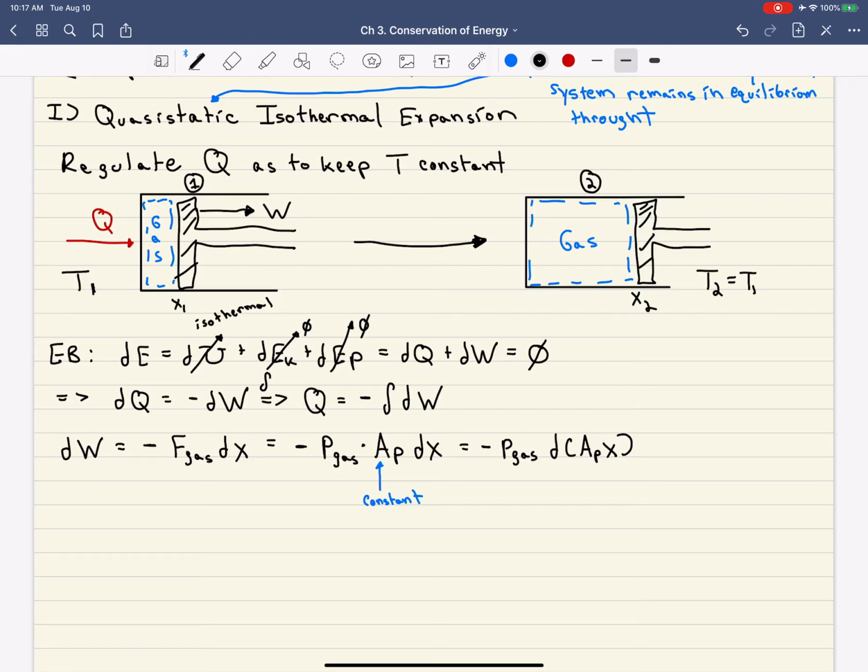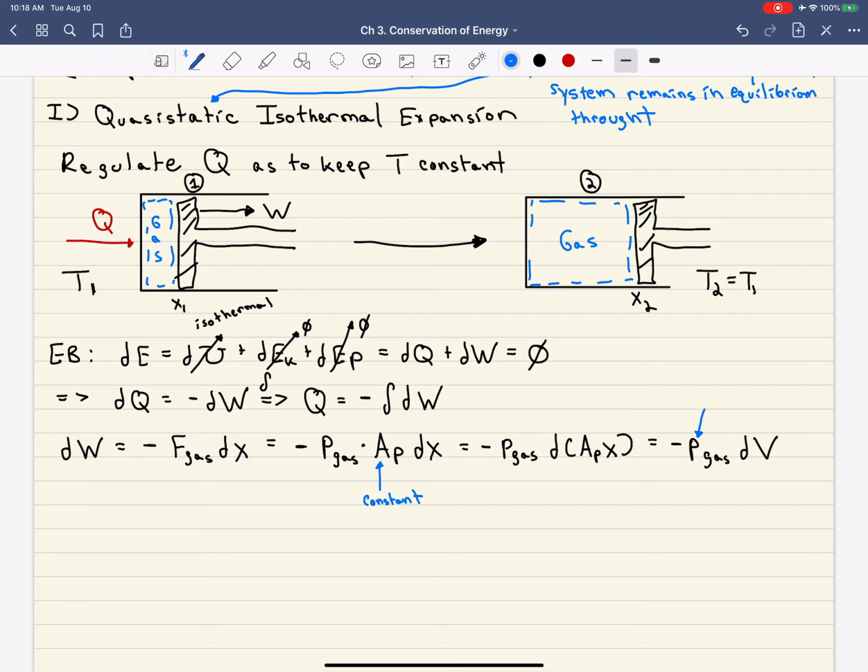And the reason for doing that is now, if we have area times displacement, what that does is it gives us a volume back. So now we have P gas times the derivative of volume of the system. Okay? And so now this equation has a more concrete meaning. At this point, I also want to start talking about the pressure of the gas itself.